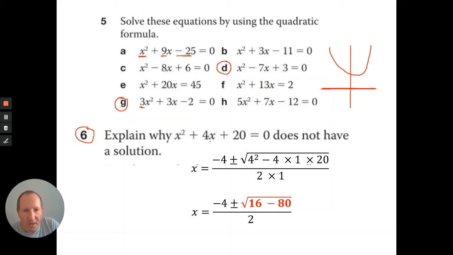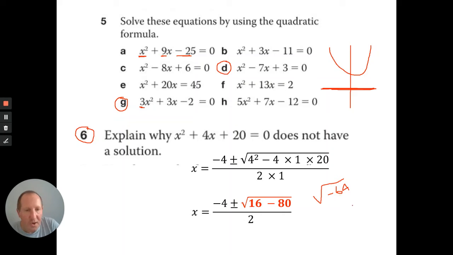So one explanation is that the graph doesn't go through the x-axis, so y is never equal to 0. But you can also put this into the equation, and when you put it into the equation, you end up with 16 take away 80 inside that square root. Well, that will give me the square root of minus 64.